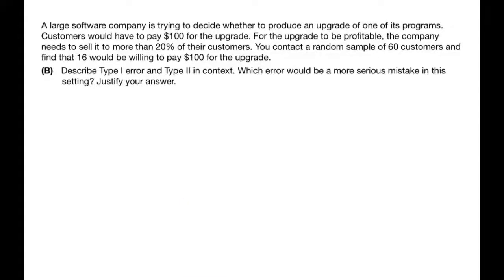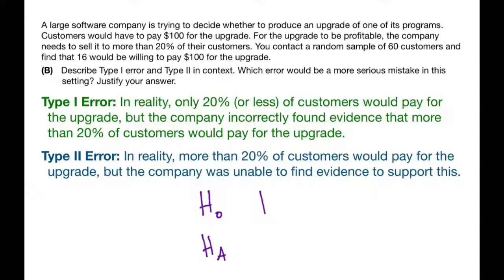Next, let's talk about the errors. When I teach errors to my students, I put it forward like this. I draw this little diagram on the board. I say when they created the errors, they didn't try to make it hard. Our first hypothesis is the null hypothesis. The second hypothesis is the alternative. So when in reality the null hypothesis is true, but we err, that's a type 1 error. So let's read the type 1 error. In reality, only 20% of customers would pay for the upgrade, but the company incorrectly found evidence that more than 20% of the customers would pay for the upgrade. So as you can see, in reality the null hypothesis is true, but they erred and went to the alternative.